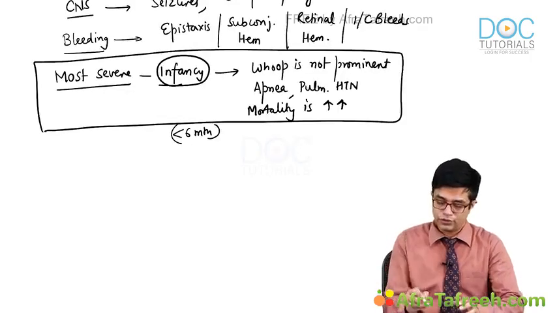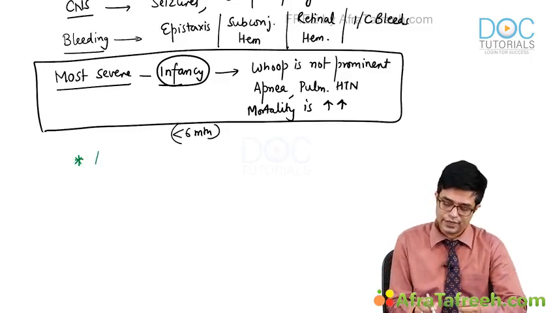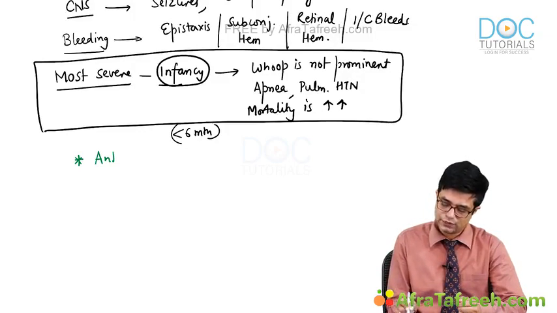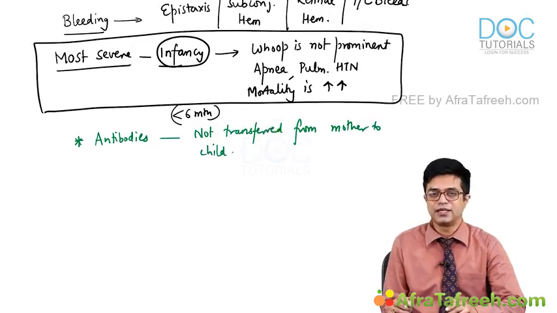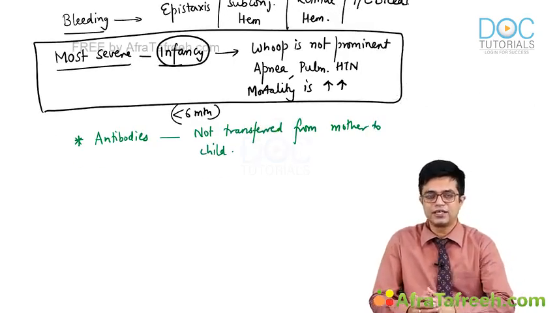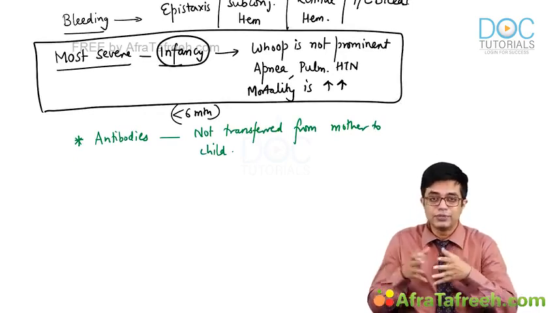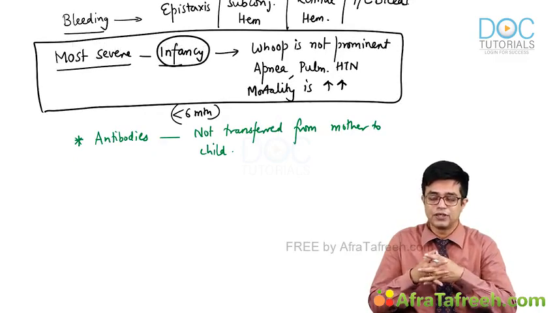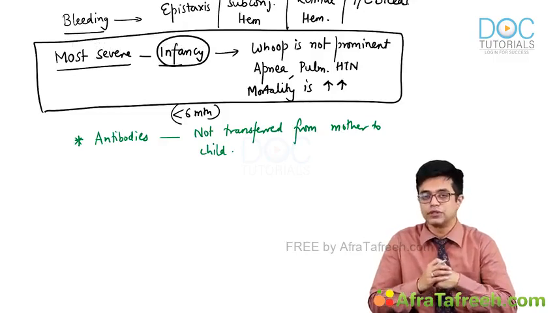Another point where you can just put it as an MCQ pearl: antibodies of pertussis are not transferred from mother to child. Normally, you know that in the first 6 months the maternal antibodies protect against a lot of bacterial and viral infections, especially bacterial infections. But with DPT, that is why you need to give DPT at 6, 10, 14 weeks. One of the reasons is pertussis antibodies are not transmitted, and so they are not protective for the child.